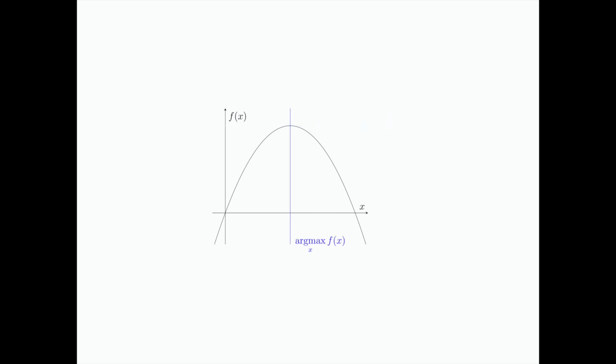The blue line in this picture is vertical and intersects the function at its maximum. It represents the other quantity of interest to us, namely the x value where the maximum occurs. We call this special x value the argument of the maximum and denote it argmax x f of x, as shown at the bottom of the blue line.